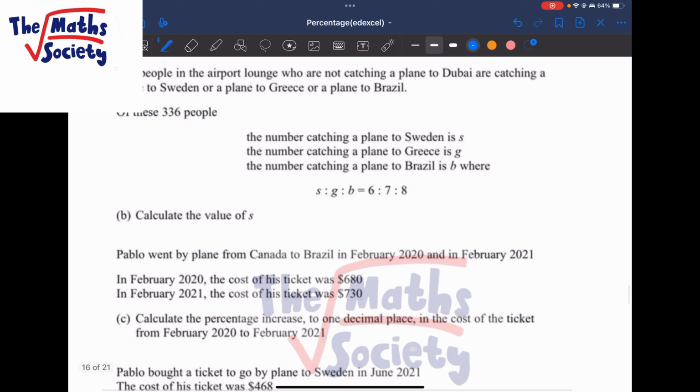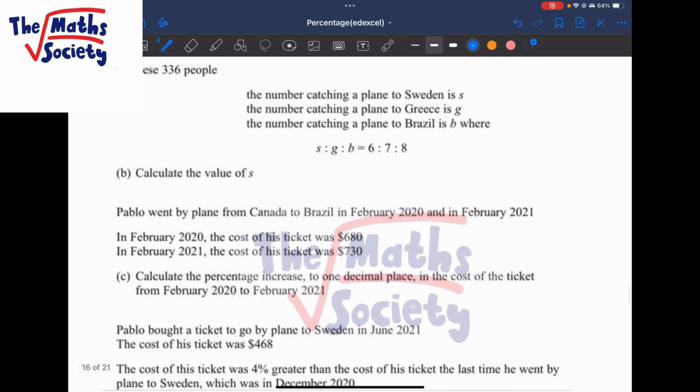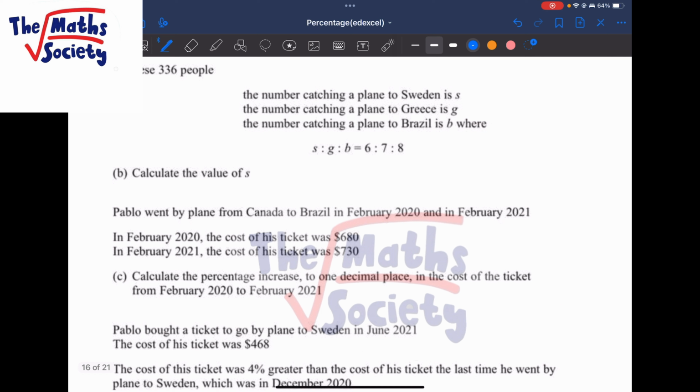It says the people in the airport lounge who are not catching a plane to Dubai are catching a plane to Sweden, or a plane to Greece, or a plane to Brazil. So we have 3. So of these 336, it says S is to G is to B, so 6, 7, 8. So we know that it is a total of 16 units. So we need to find this. So that's 336 people divided by 16 units.